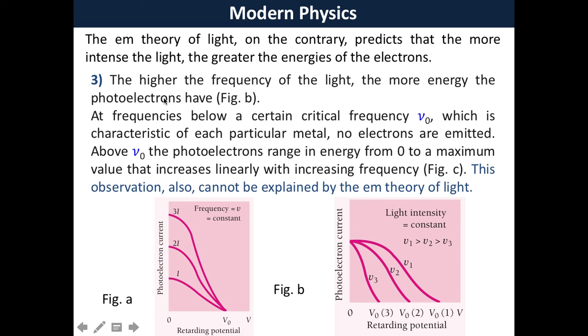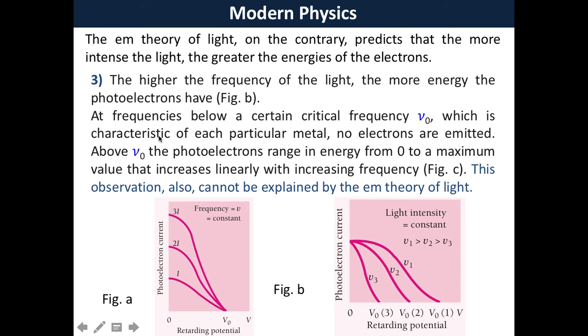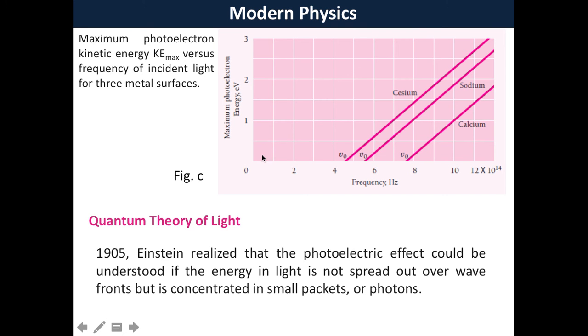But the third problem is that the higher the frequency of the light, the more energy the photoelectrons have, yes, but the photocurrent is the same. At frequencies below a certain critical frequency nu0, which is characteristic of each particular material, no electrons are emitted. This is the threshold frequency. Only above it will electrons be emitted.